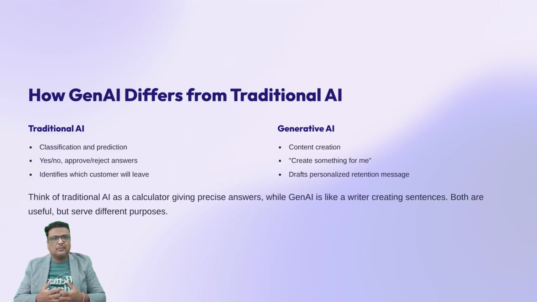Here's a simple workplace example. A traditional AI might tell you which customer is likely to leave. A generative AI system might draft a personalized message to retain that customer. Both are useful, but they serve very different purposes, and mixing them up can cause confusion in projects. As a CPMAI professional, recognizing this difference helps you set the right expectations with stakeholders.